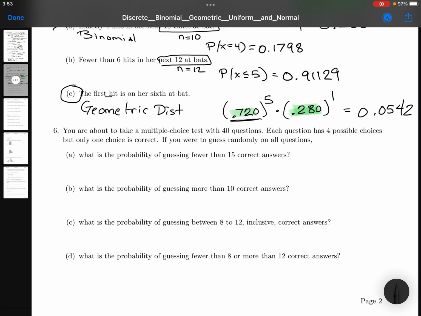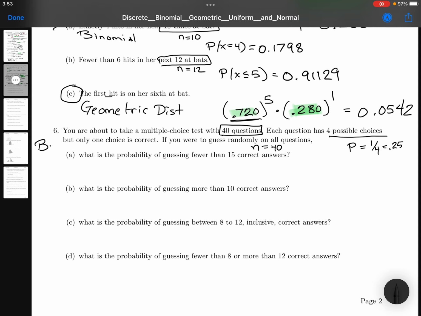Number 6. You are about to take a multiple choice test with 40 questions. Each question has 4 possible choices. Well, if you're randomly picking a choice, you have a 1 in 4 or 25% chance, or 0.25 probability of success, right? Your number of trials is n equals 40. So this is, so far, a binomial distribution.